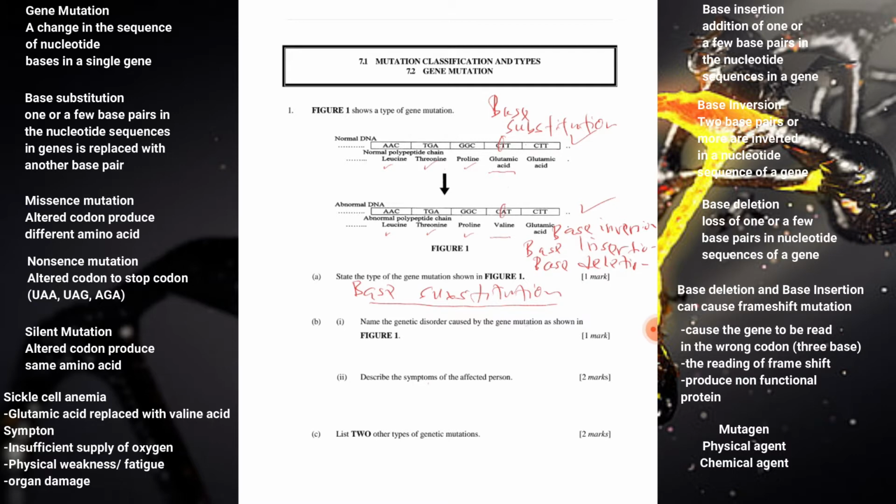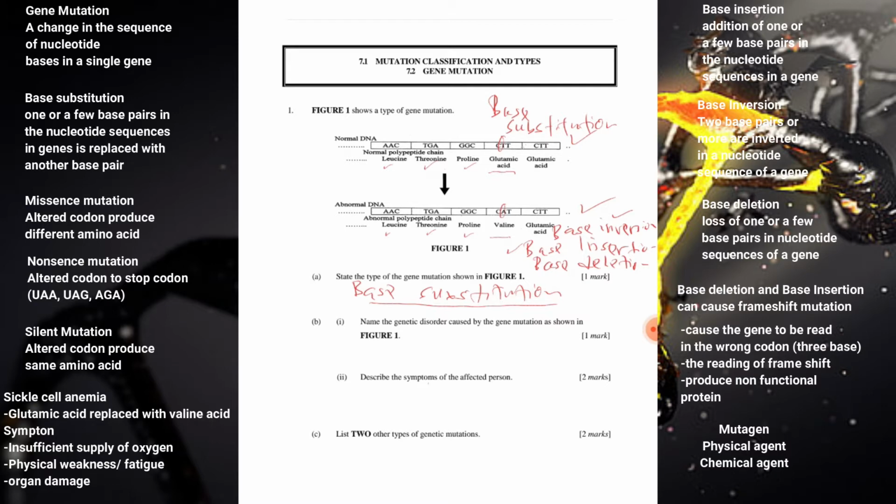Okay, base substitution, one or few base pairs in the nucleotide sequence in the gene is replaced with another base pair. Okay, what is meant by base inversion? Base inversion occurs when 2 base pairs or more are inverted in the nucleotide sequence of a gene. What is meant by base insertion? Base insertion, you add one or few base pairs in the nucleotide sequence in a gene. What is meant by base deletion? Base deletion is loss of one or few base pairs in the nucleotide sequence of a gene.